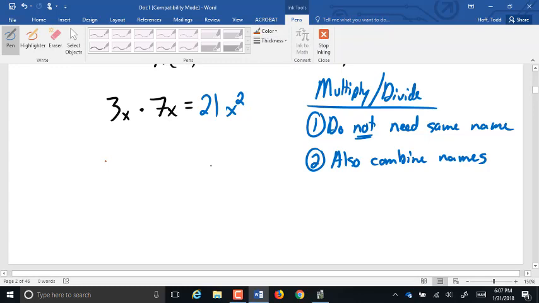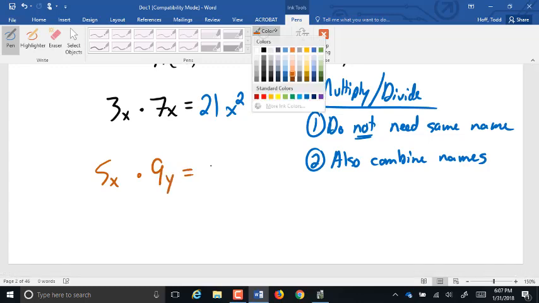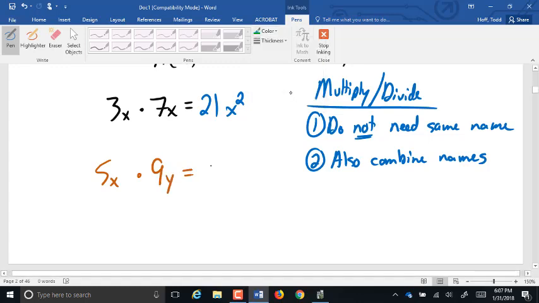We could have 5x times 9y, and we're going to get perfect. Combining the counts, 5 times 9 is 45. Also combining the names, x times y is xy.